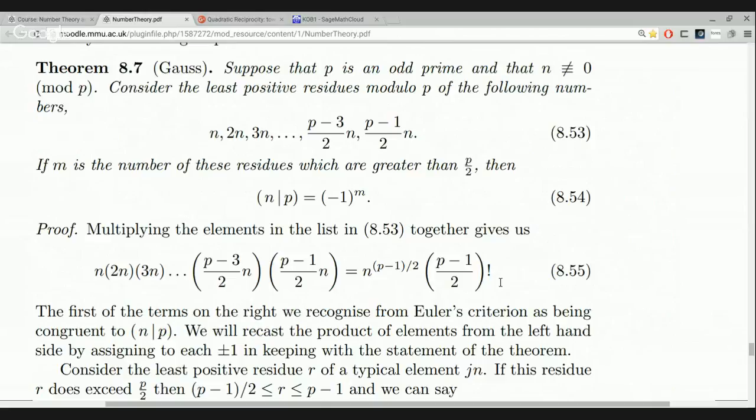So it would seem that the Legendre symbol 5 mod 13 should be equal to -1 to the 3, so it should be minus 1. So the answer to this question should be no. There does not exist a y such that 5 is congruent to y squared modulo 13.